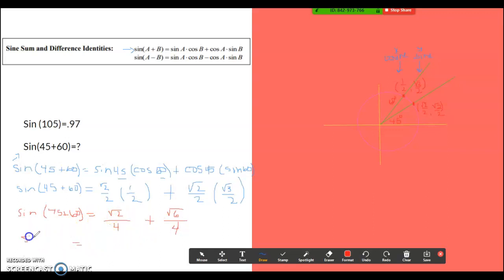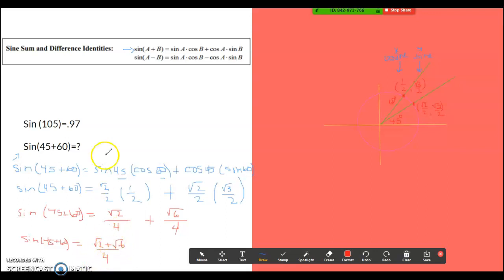Let's see, the sine of 45 plus 60. And guys, we are not using a calculator. This is meant to be an exact value. So if I add these expressions together, remember with adding fractions we have to have a common denominator. We already have one. It is 4. So this is just radical 2 plus radical 6 over 4.